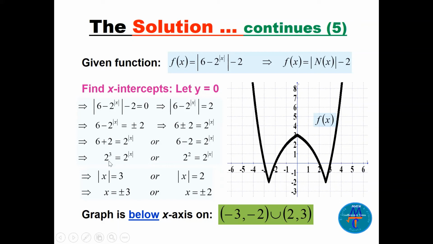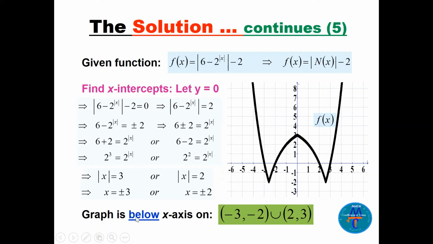Now 6 plus 2 is 8. 8 is 2 cubed. Now we have the same base, 2 and 2. So the absolute value of x will be 3. Also, this is an absolute value equation, so x will be plus or minus 3. For this one, 6 minus 2 is 4, which is 2 squared. So the absolute value of x will be 2 because we have the same base. So x will be plus or minus 2. So these are the 4 x-intercepts.